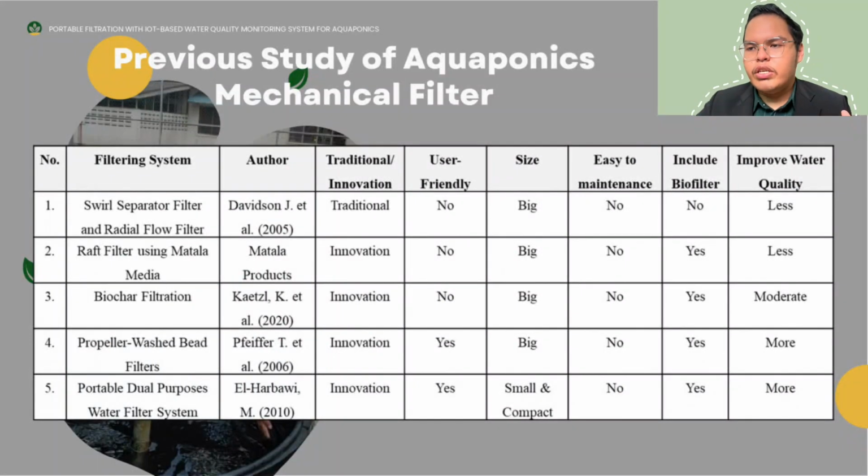This is the previous study on the aquaponic mechanical filter. The first one is the swirl separator filter and radial flow filter by David J et al. It is a traditional filter and not user friendly. It has a big size, is not easy to maintain, is not included with a biofilter, and less improves water quality. Followed by the rough filter using Matala media by Matala Products. It is an innovation from the previous one, but it is not user friendly, quite big, not easy to maintain, and not included with a biofilter, and less improves water quality.